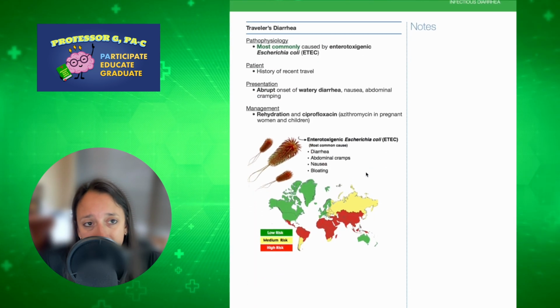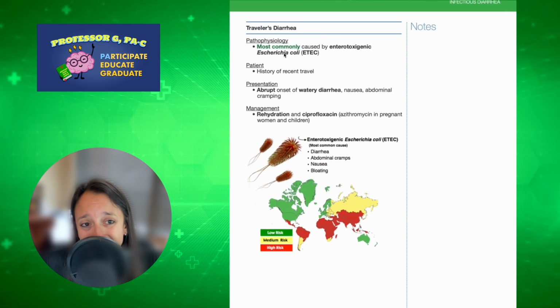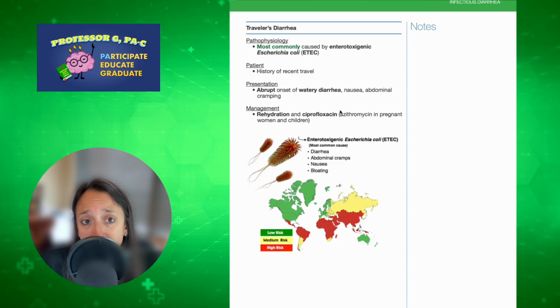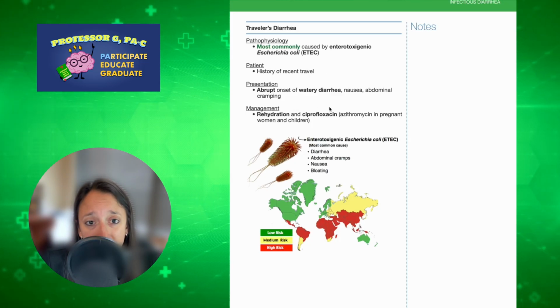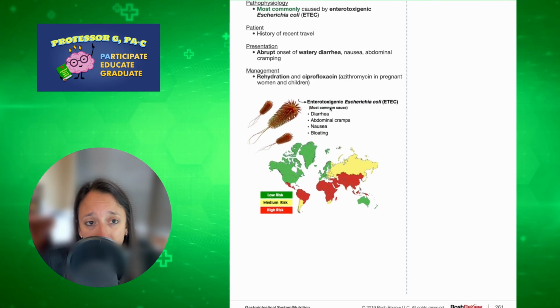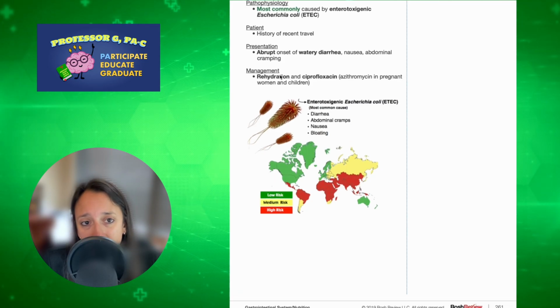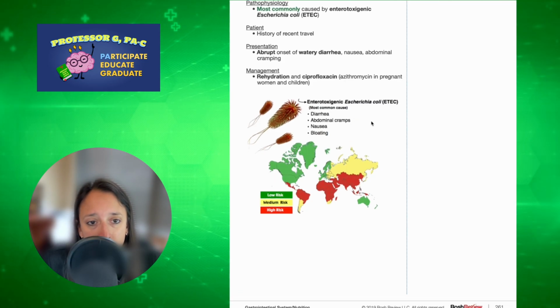All right, traveler's diarrhea. Traveler's diarrhea is caused by ETEC, which is the E. coli that's enterotoxigenic but not enteroinvasive. Most commonly there's a recent travel history, abrupt onset of watery diarrhea, nausea, abdominal cramping. We want to use a lot of rehydration. We can give Cipro or azithromycin.